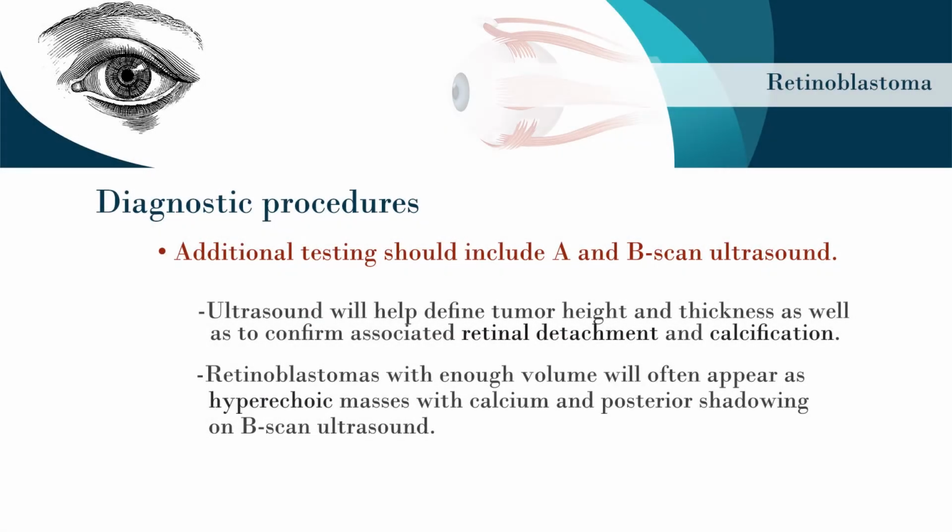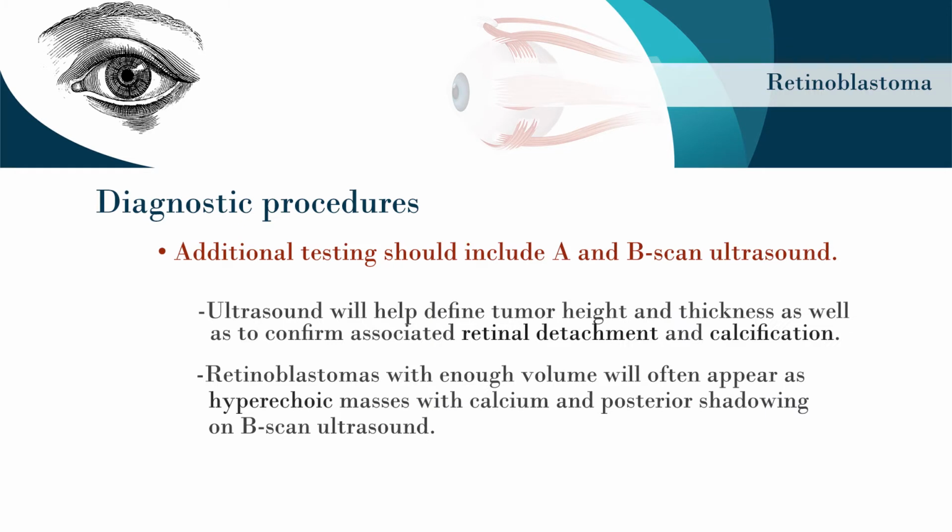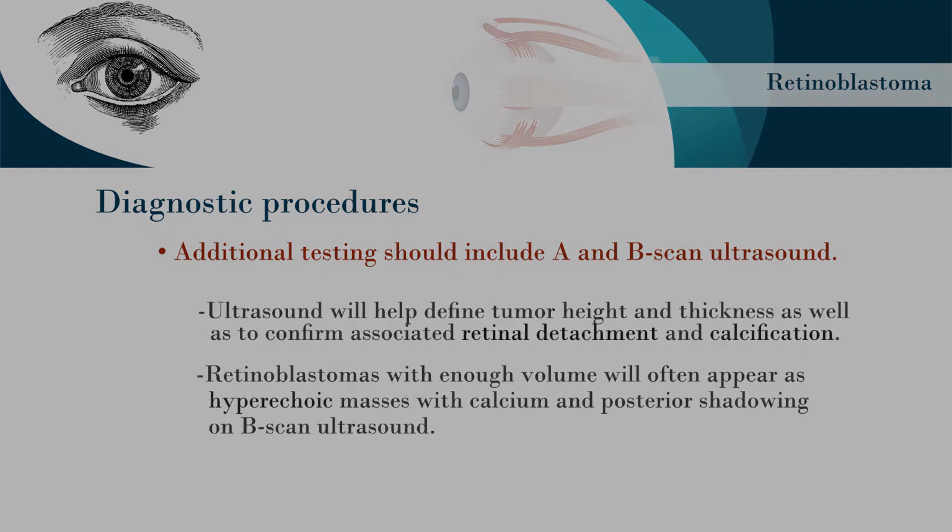The diagnostic procedures for the patient with retinoblastoma: A-scan and B-scan ultrasonography should be performed. The ultrasound will help define the tumor height and thickness, as well as confirm the association of retinal detachment and calcification. Retinoblastoma with enough volume will often appear as isoechoic or hyperechoic masses with calcium and posterior shadowing on B-scan ultrasonography.